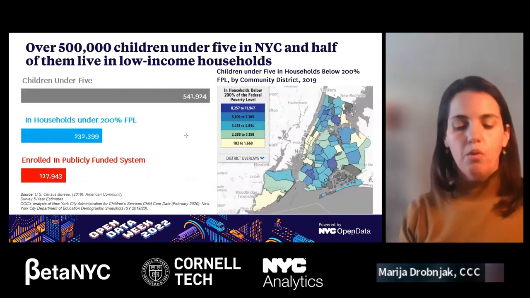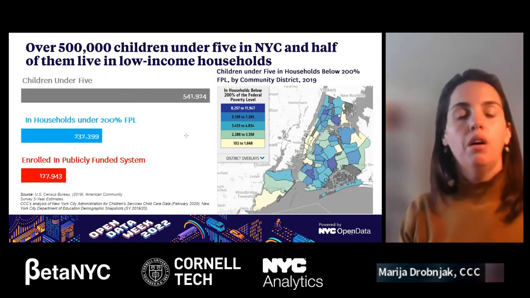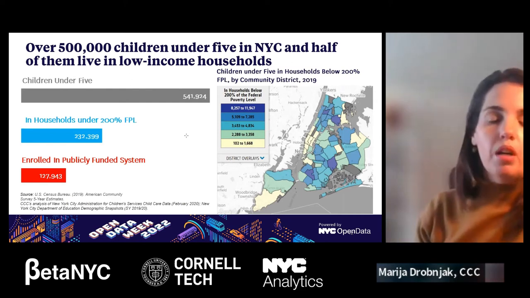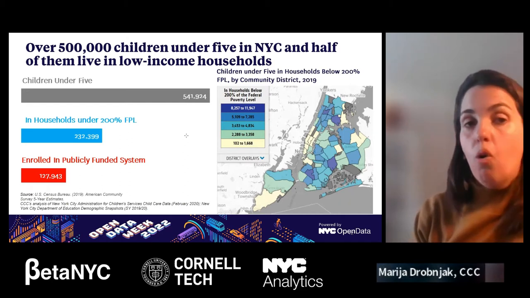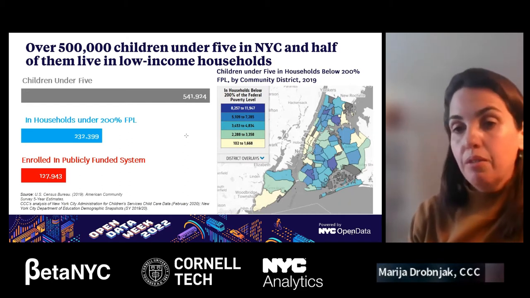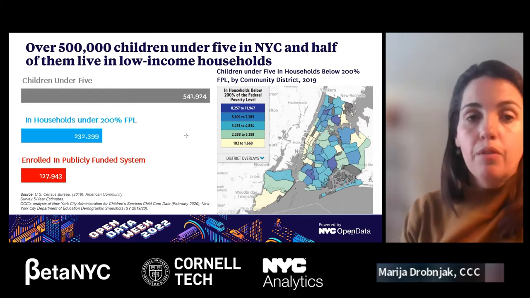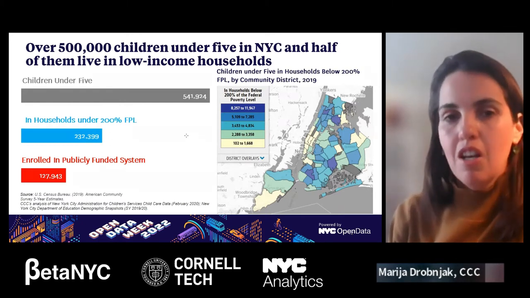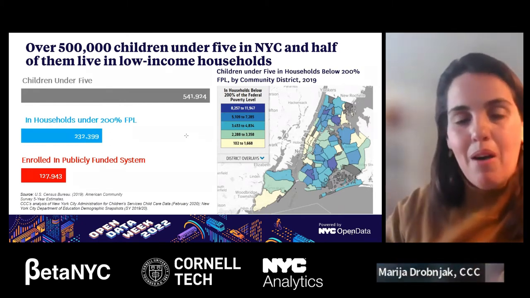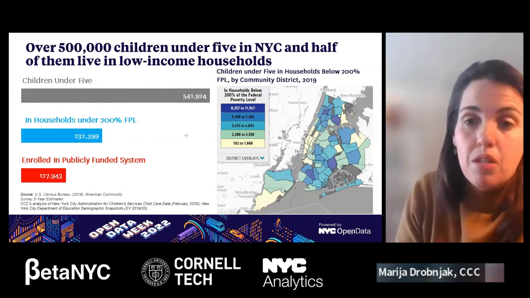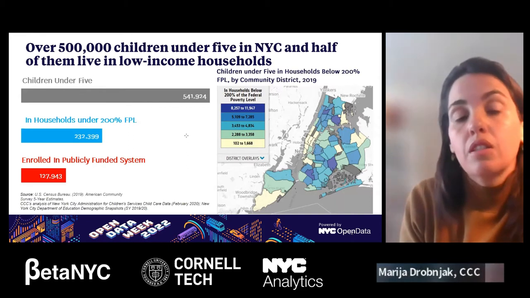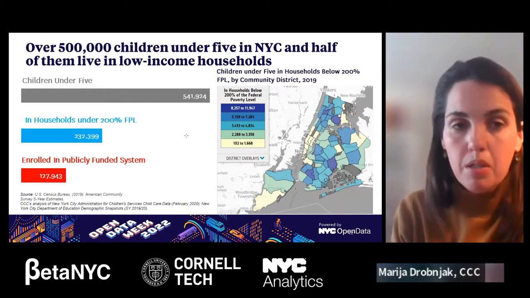So before I give you more information about how enrollment shapes up across different age groups and across different settings, I just want to remind us that there are over 500,000 children under five in the city, and that half of them are in low-income households. So when I was talking about that subsidized portion of the system, it was meant to serve those households and children in families of low incomes.